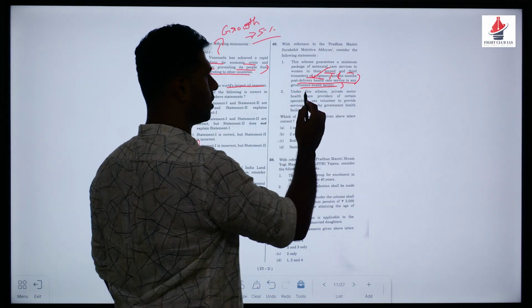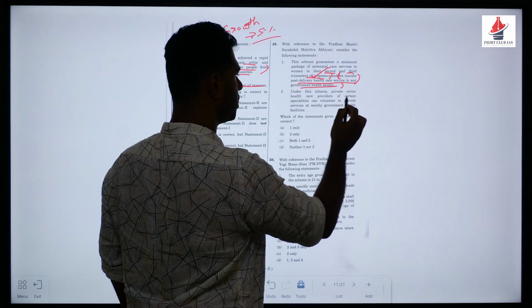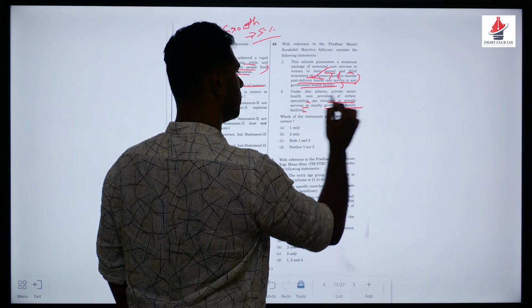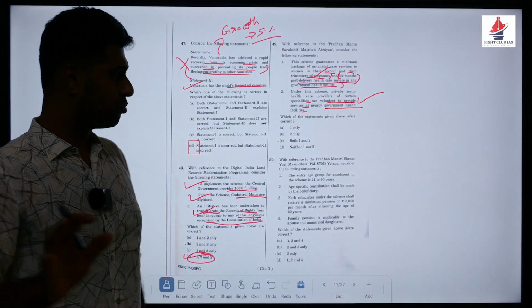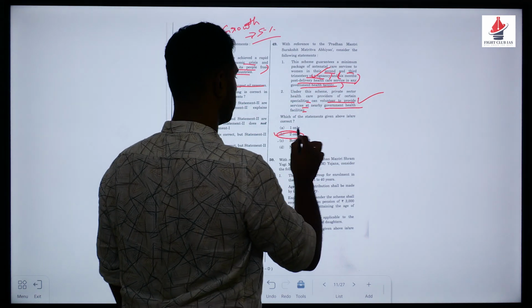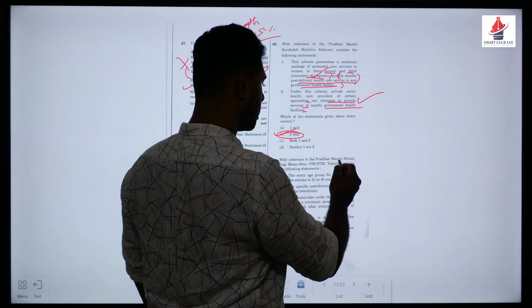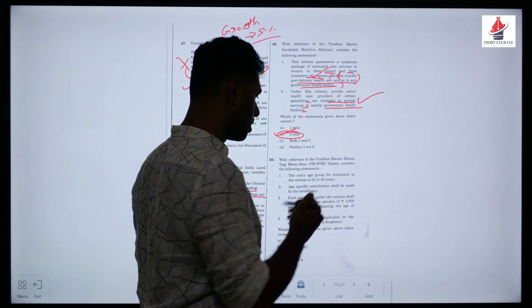Now, second part. Under the scheme, the private sector healthcare providers of certain specialties can volunteer to provide services at nearby government facilities. Yes, this is true. This is there. Answer is 2 only. Clear? Coming to 50th, with reference to Pradhan Mantri Shram Yogi Maandhan Yojana, consider the following statements.